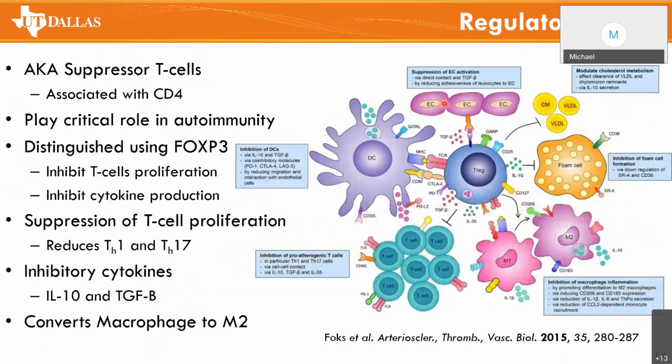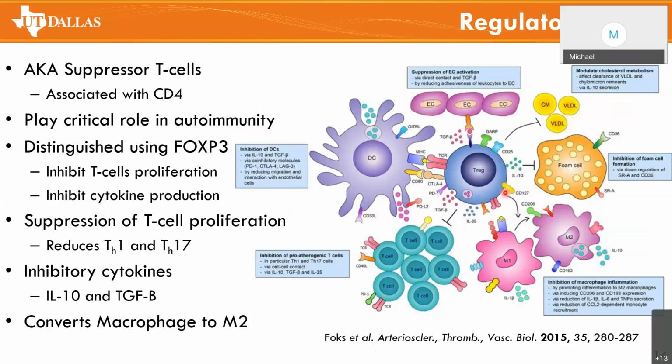For regulatory T cells, like I said earlier, they're suppressor T cells. They play a critical role in autoimmunity. The thymus is very important in deleting T cells that can attack your own cells. But in some cases, these cells are able to escape the thymus. It is the role of the T regulatory cell to go and make sure that those cells are apoptosed.